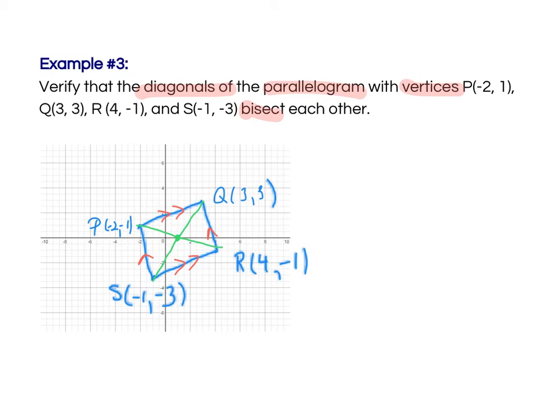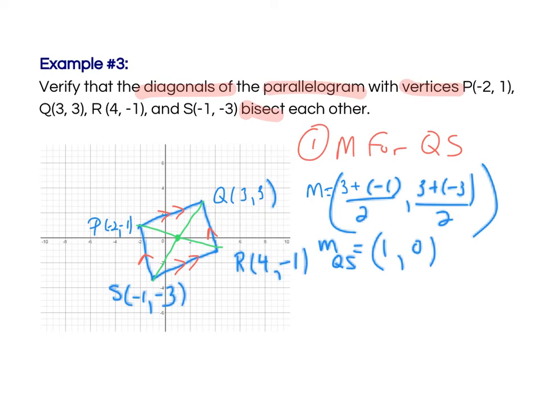So this is going to be my strategy, folks. The first thing that I'm going to do is find the midpoint for QS. That's my first strategy. So take a minute to do the work for that, and we'll meet up in a few seconds.